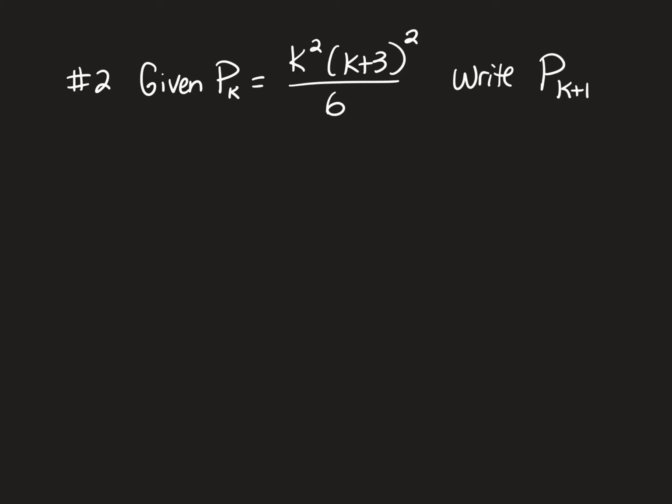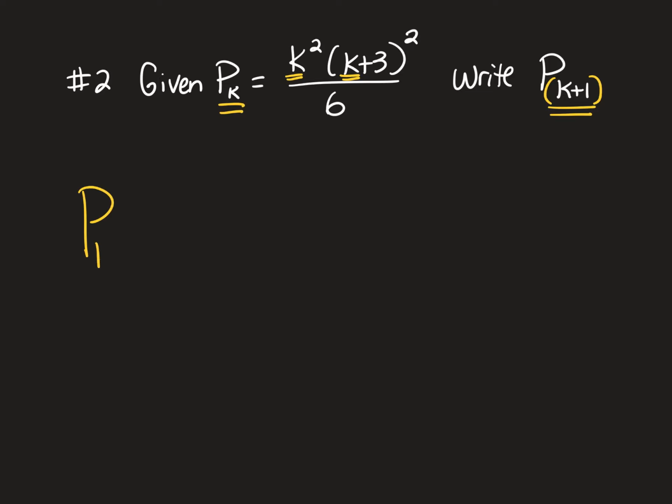Okay, so let's talk about 2 and 3. For both of these, we're just writing the p sub k plus 1 step. So we're just starting the process of writing an inductive proof. The first thing we have to do is take our p sub k statement, and everywhere we see a k, replace it with k plus 1. So that's what we're going to do.